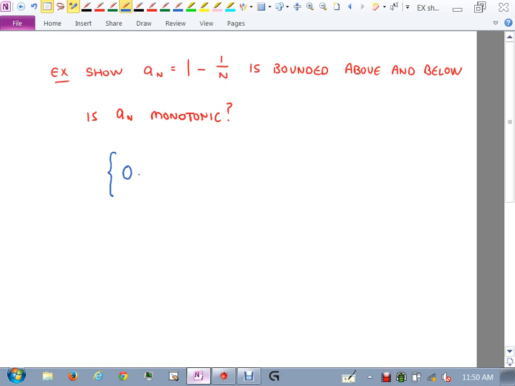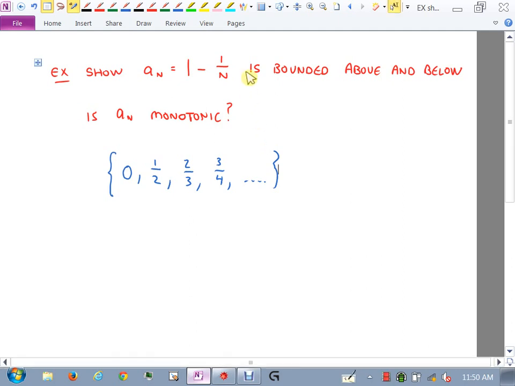0 first, right? I plugged in 1 right here, and got 1 minus 1, which is 0. Now plug in 2, 1 minus a half. Next one would be 1 minus a third, 1 minus a fourth, and so on and so forth. I believe we would all look at that and say this appears to not ever get bigger than what number? It never appears to get bigger than 1, does it?